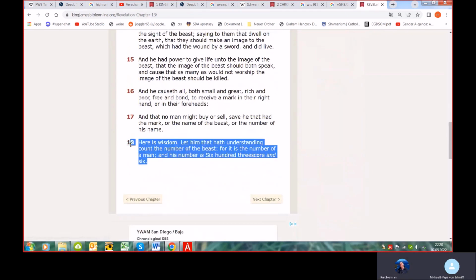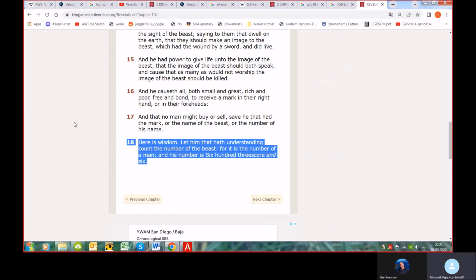Sure. Okay. So here is wisdom, right? Revelation, you said 13, yes? Yes. Chapter 13, last verse of the chapter, which is 18. Here is wisdom. Let him that hath understanding count the number of the beast, for it is the number of a man. And his number is 666.